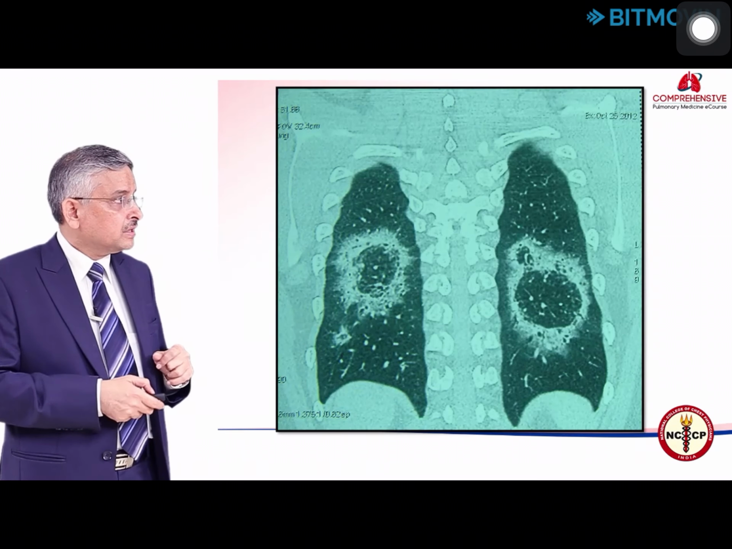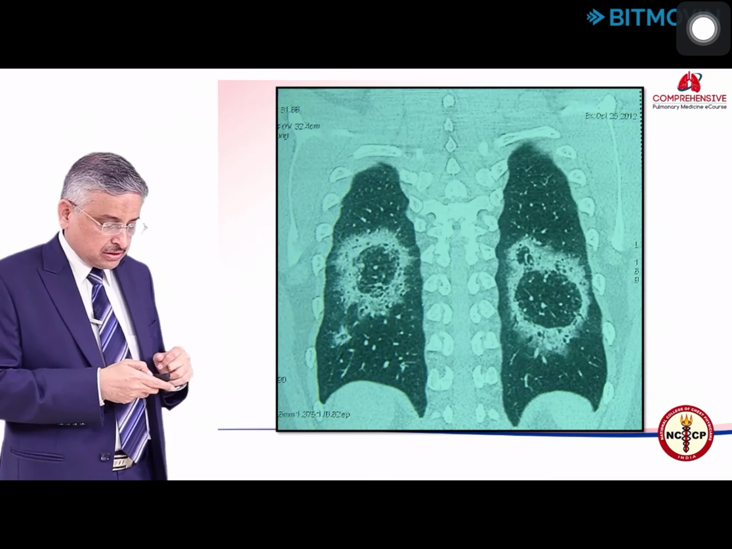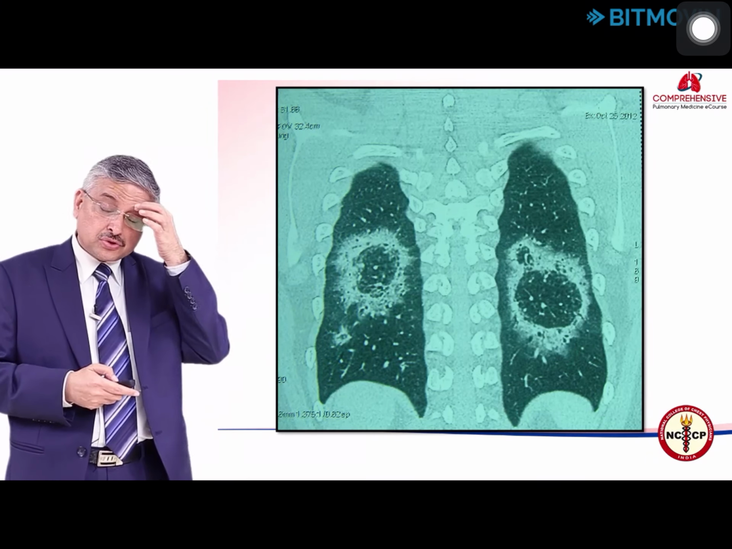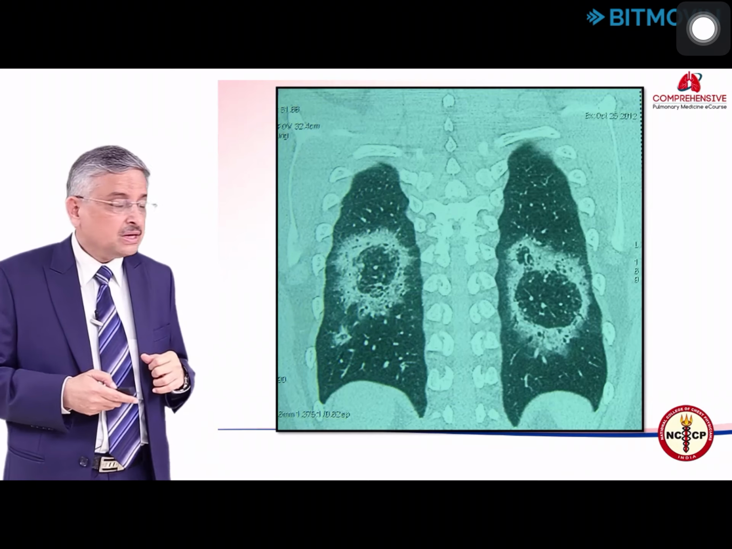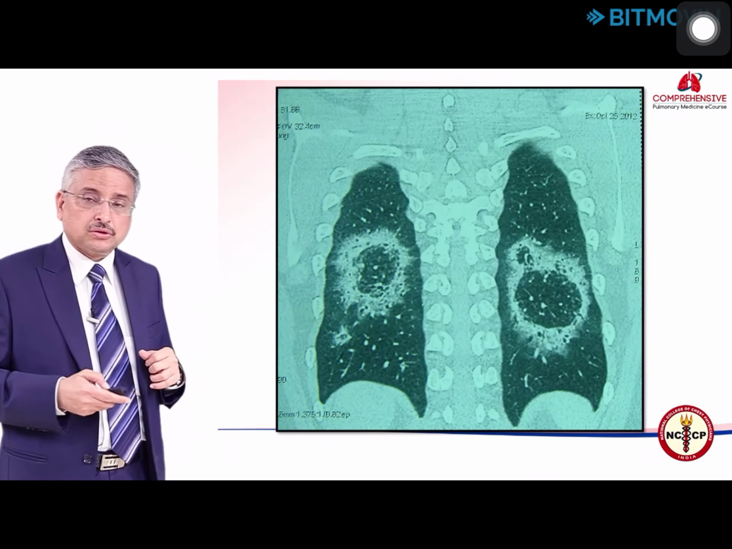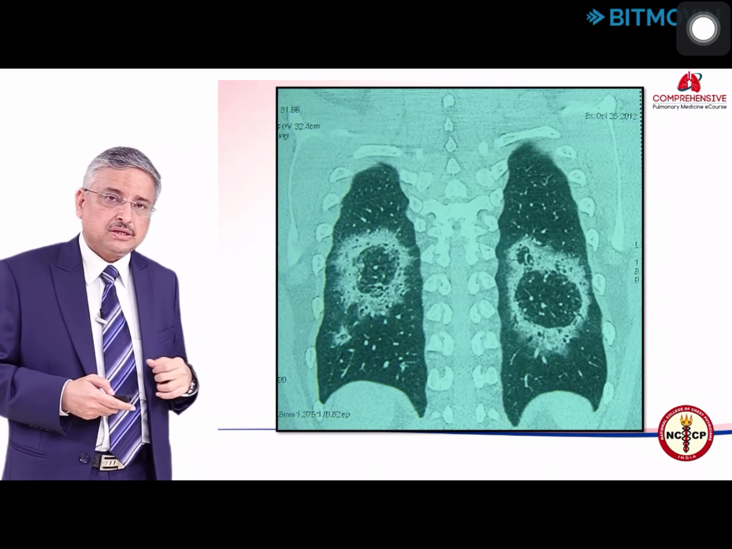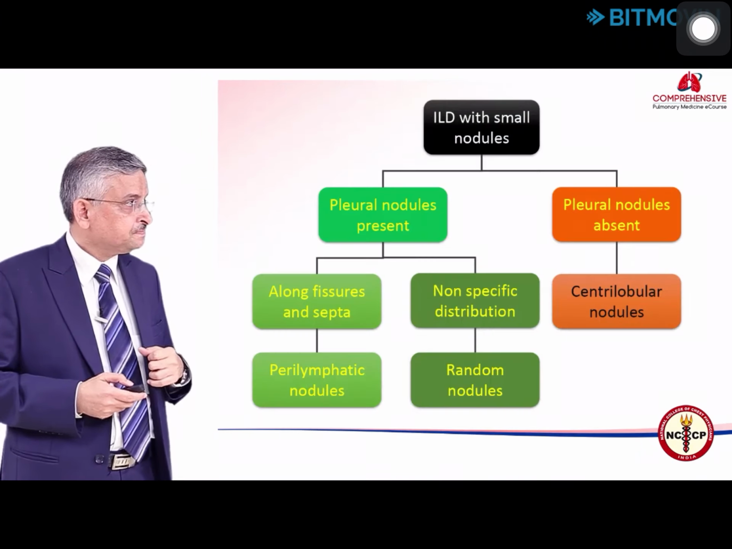And this is the other view, in which you can again see the classical reverse halo sign. This patient responded dramatically to steroids, was not willing for a biopsy, and therefore has done very well just on a course of steroids. Again, a patient of cryptogenic organizing pneumonia with the classical reverse halo sign.